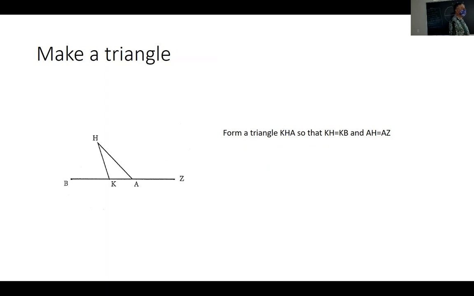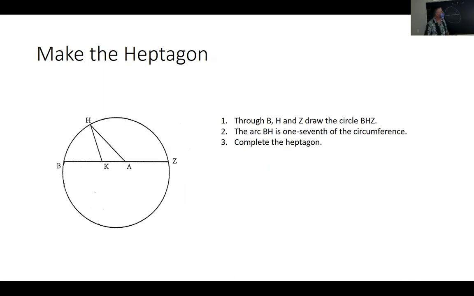Then you take your line segments, since the sides can form a triangle, you do form a triangle, and so this length is equal to this length, and HA is equal to AZ. And we're done now. Because we've got 3 points, B, H, Z, and 3 points make a circle. That's another Euclidean construction. Given 3 points, you can come up with a circle. And the arc BH is 1/7 of the circle.